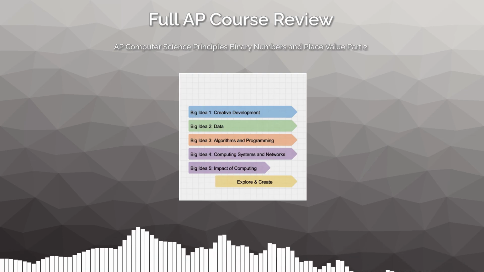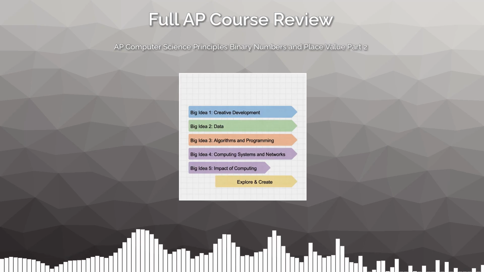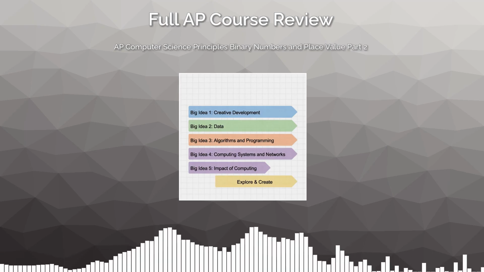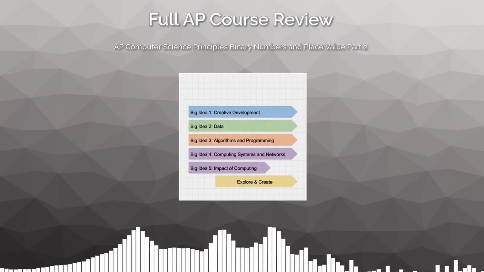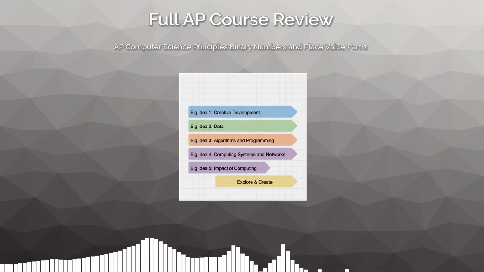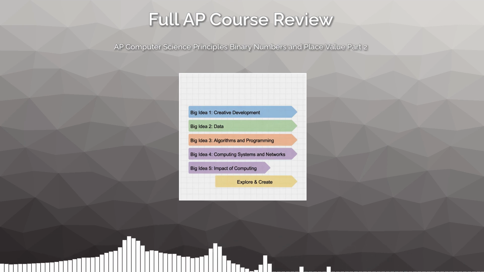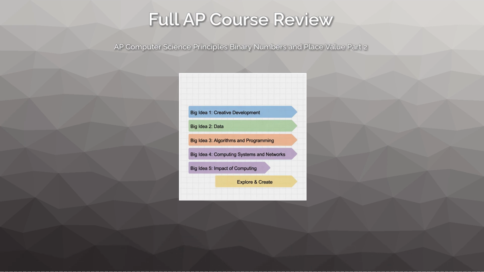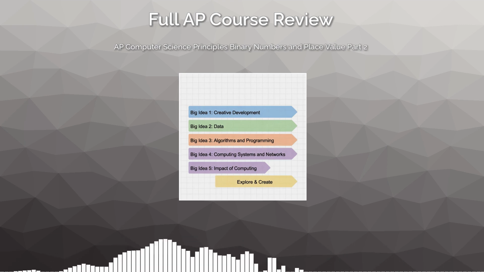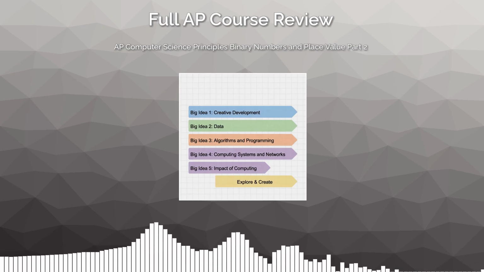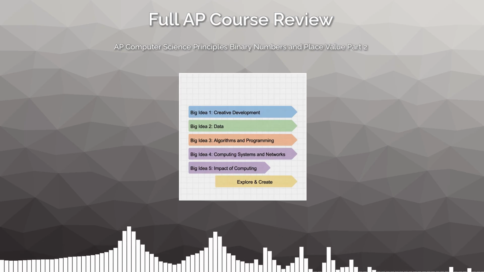Let's convert 13 to binary. 13 divided by 2 is 6 remainder 1. 6 divided by 2 is 3 remainder 0. 3 divided by 2 is 1 remainder 1. 1 divided by 2 is 0, remainder 1. Reading the remainders upward: 1, 1, 0, 1. So 13 in decimal is 1101 in binary.